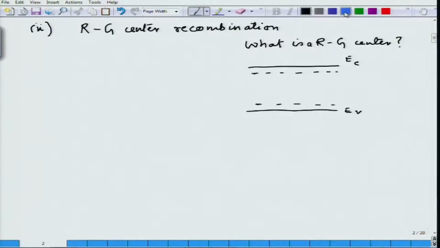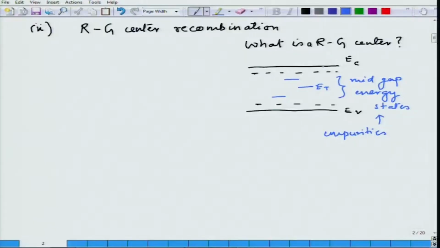On the other hand, RG centers are impurities which create states rather deep in the mid gap, which create mid gap energy states. Now, these impurities which exist in the semiconductor cannot act as dopants, because the difference between the energy level and the respective band edge is too large, but they act as an RG center, they act as a recombination or generation center.